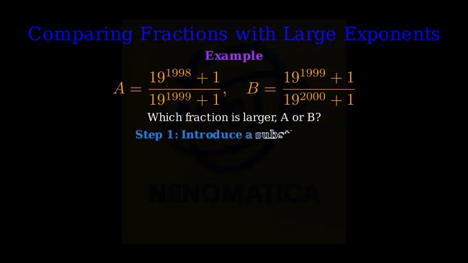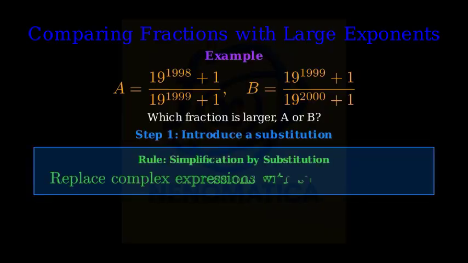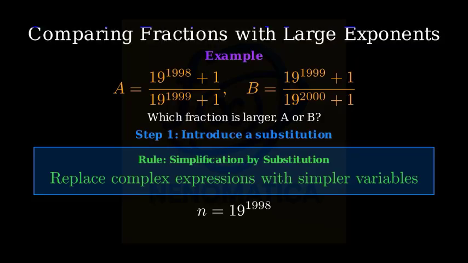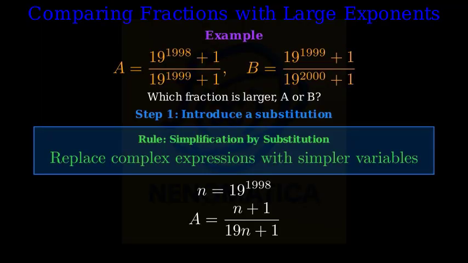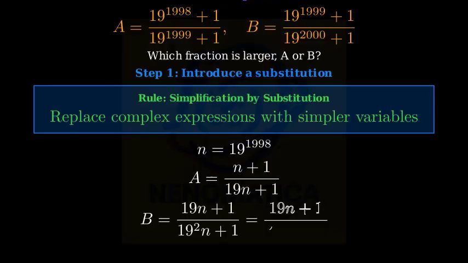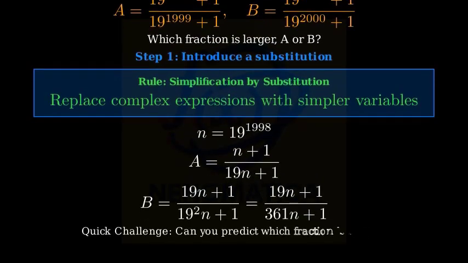Let's solve this step by step following a specific algorithm. For step 1, let's introduce a substitution to simplify our expressions. If we let n equal 19 to the power of 1998, we can rewrite our fractions as follows. A becomes n plus 1 divided by 19 times n plus 1. And b becomes 19 times n plus 1 divided by 19 squared times n plus 1. This substitution makes our expressions much more manageable.